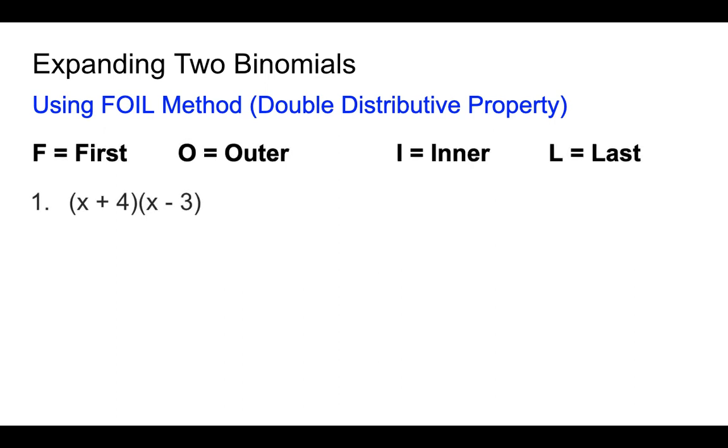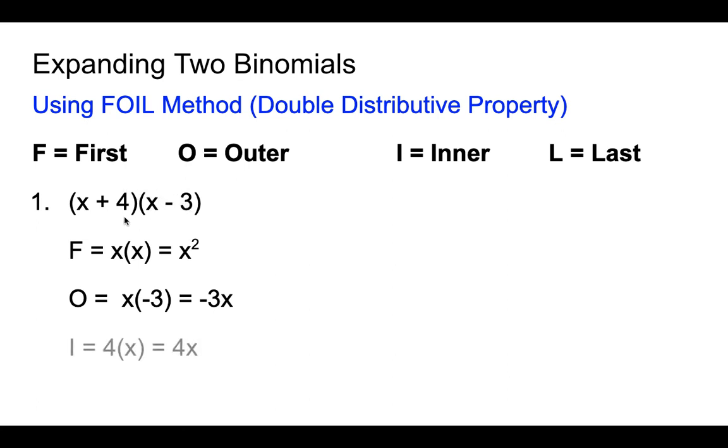So this time we have x plus 4 times x minus 3. So remember, FOIL is going to be your first term of each binomial. So x times x is x squared. Outer is next, so x times -3 is -3x. Inner is 4 times x, 4x. And last is 4 times -3, which is -12.